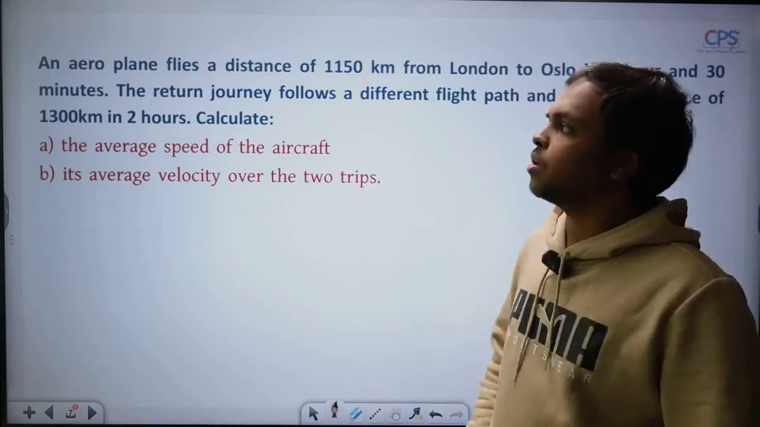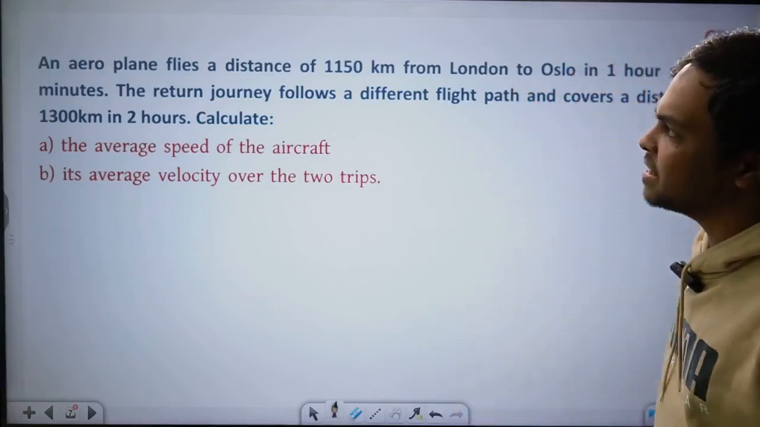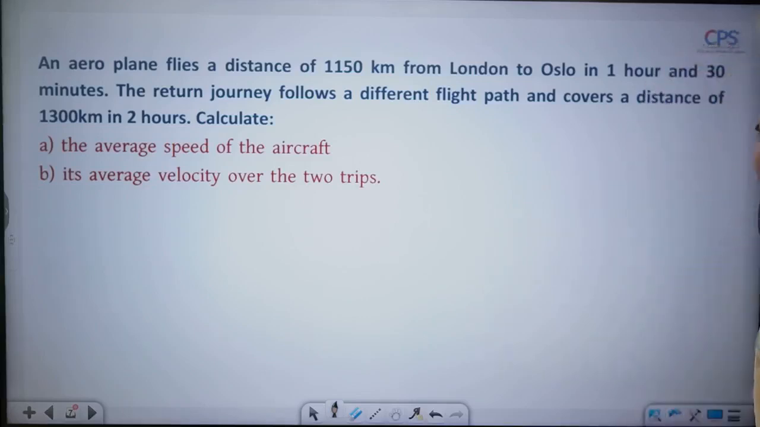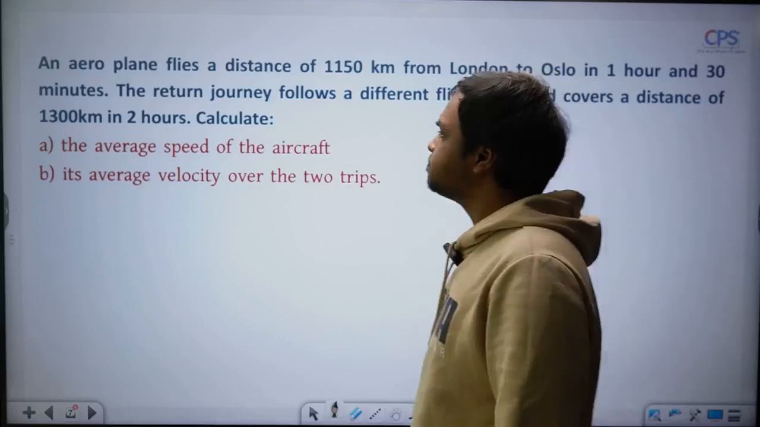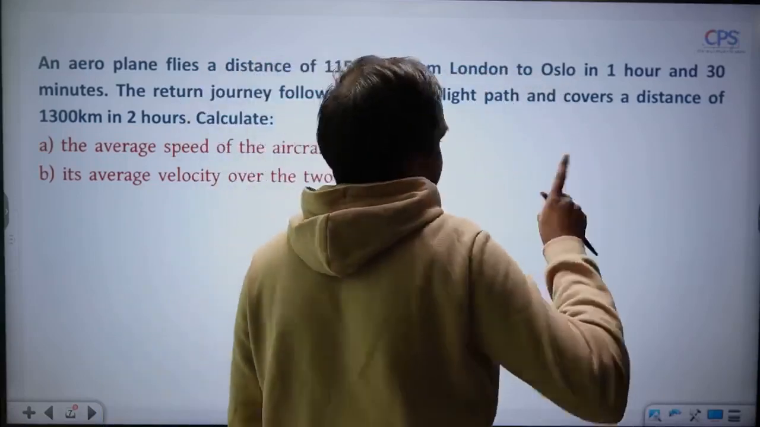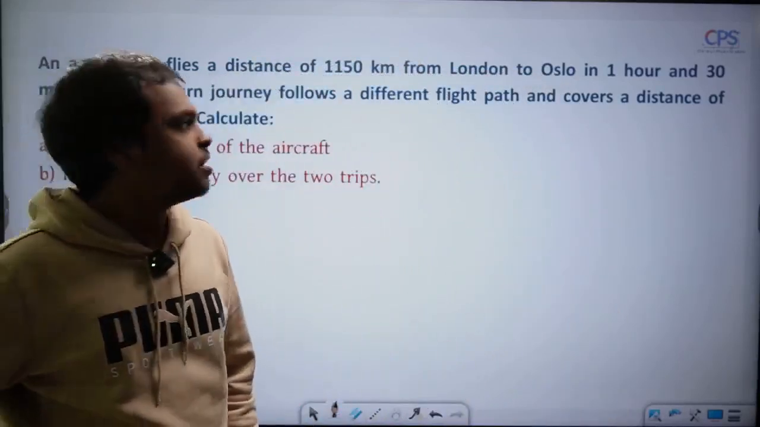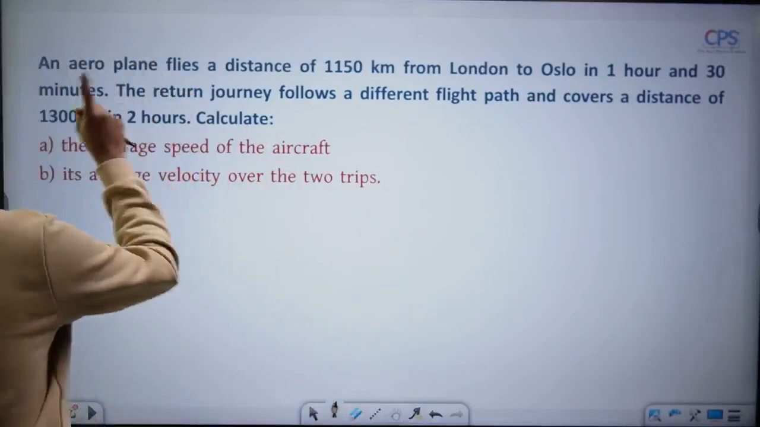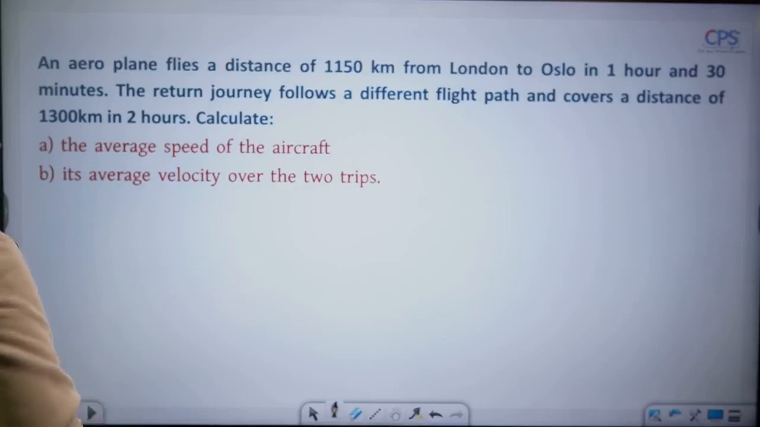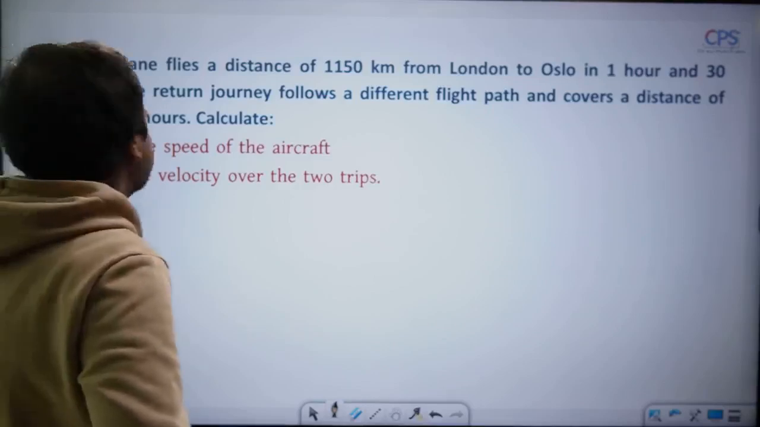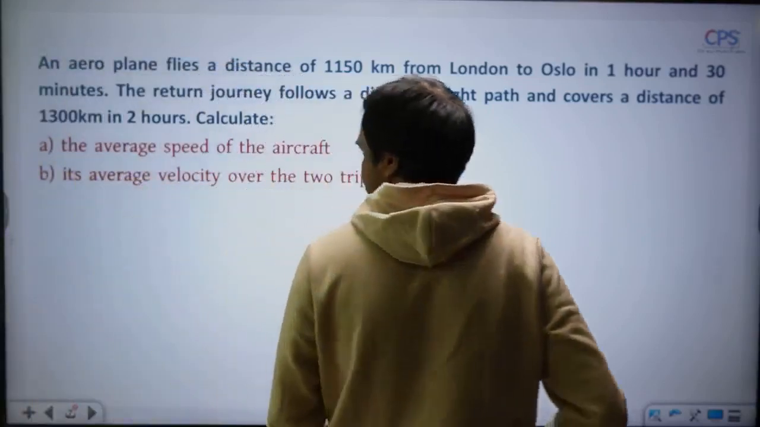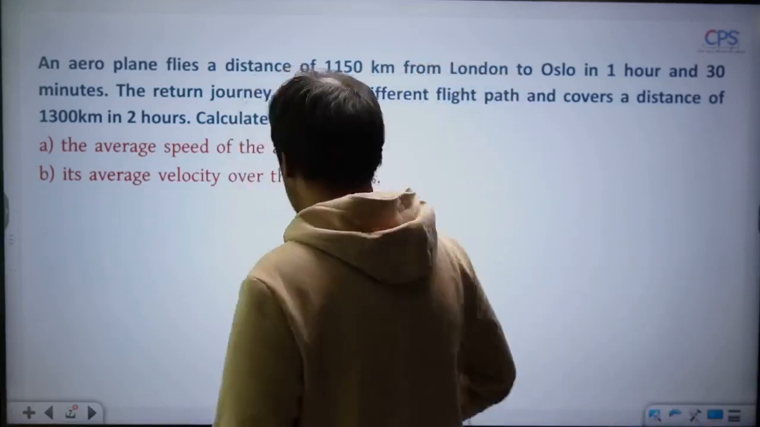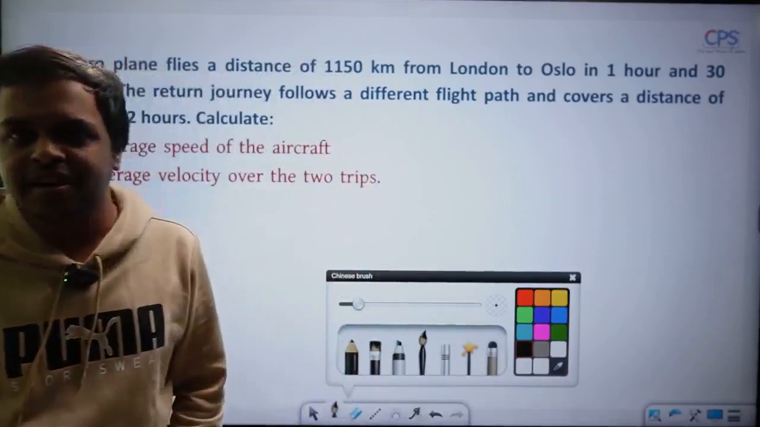An aeroplane flies a distance of 1150 km from London to Oslo in 1 hour and 30 minutes. The return, from Oslo back to London, follows a different flight path and covers a distance of 1300 km in 2 hours. Calculate the average speed of the aircraft and its average velocity over the two trips. That's actually an easy question, not a difficult one.